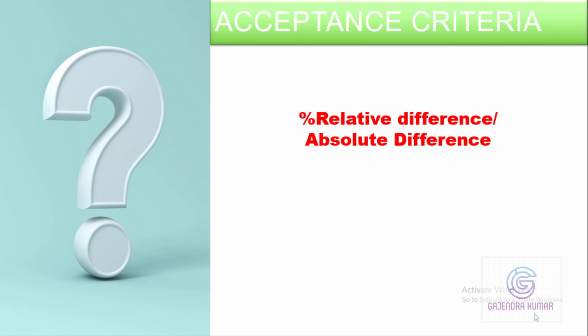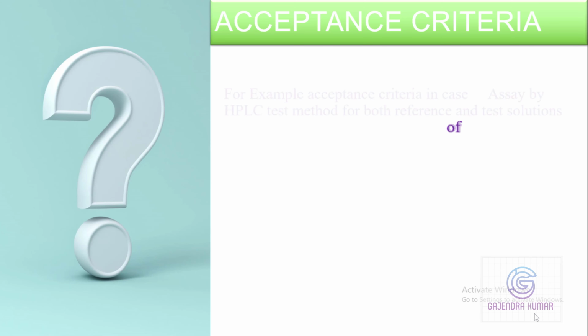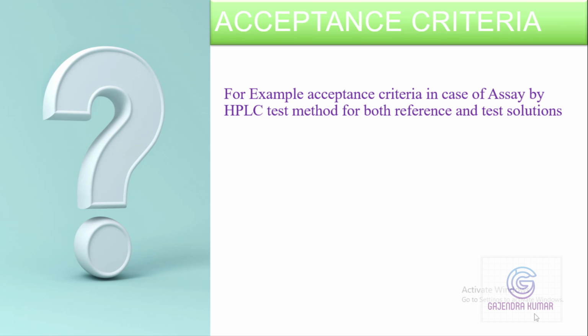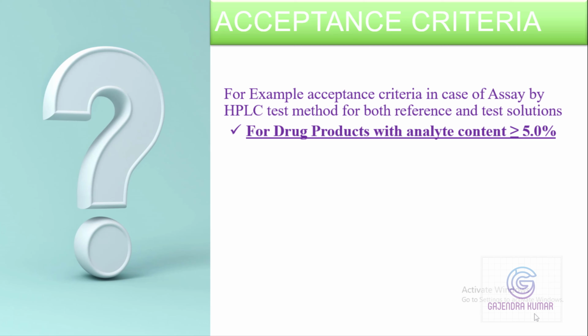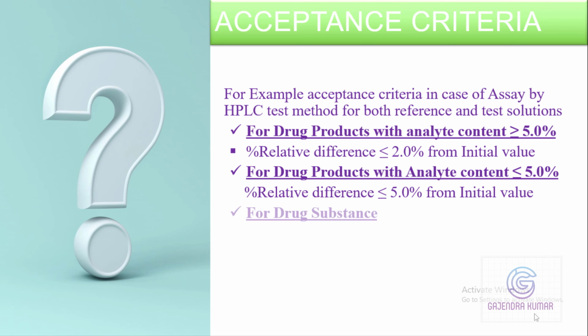The percentage relative difference or observed difference should be less than the acceptable analytical variation of that particular analytical technique. For example, in case of an assay HPLC test method, the acceptance criteria for drug product is less than 2.0% if the analyte is greater than 5%. If the analyte is less than 5%, the acceptance criteria should be less than 5.0%. In case of drug substances, the acceptance criteria is 1.0%.